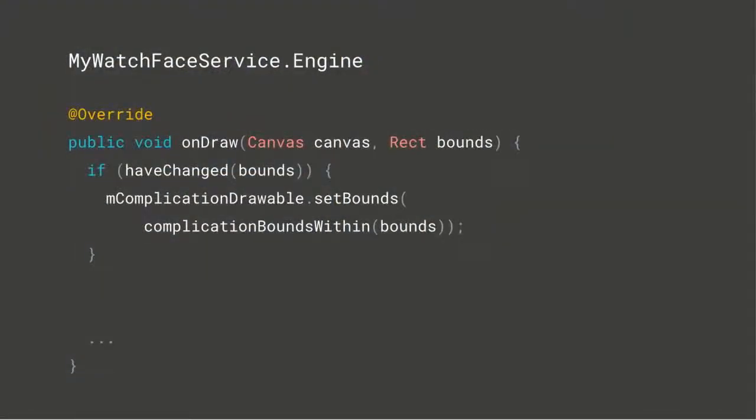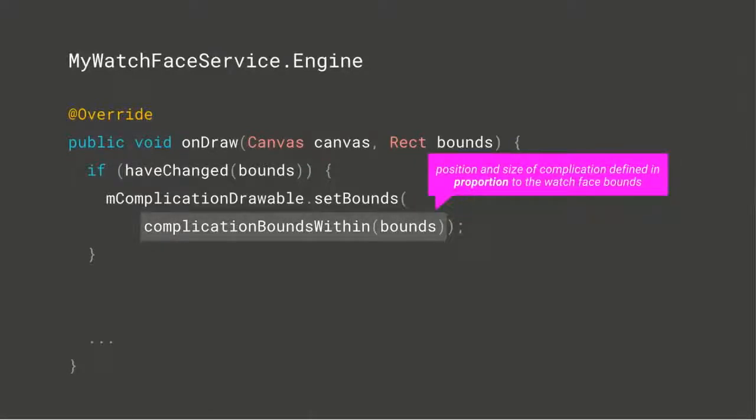And then to draw, now, if it's the first time or if something's changed, then you'll need to set the bounds. So you just call setBounds on the complication drawable. Now, the bounds that you pass in here should be defined in proportion to the watch face bounds. So you might say, position it a quarter of the screen width across. Don't use fixed dimensions, and that's because watches vary hugely in their size, so you don't want to be defining things in an absolute way. Then you can just call draw on the complication drawable. This method also takes the time, and that's so it can get the correct up-to-date value.